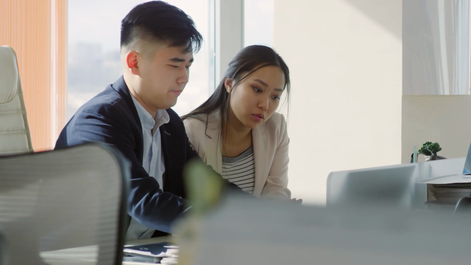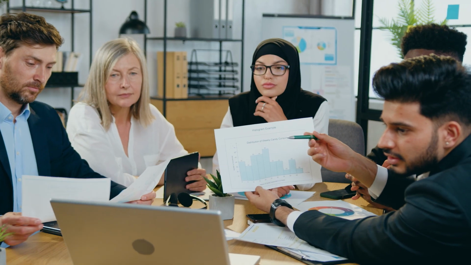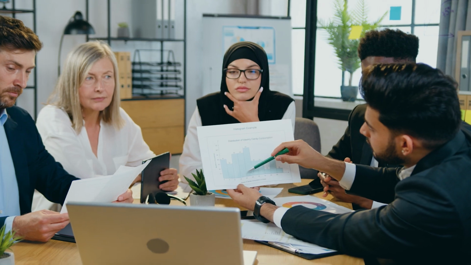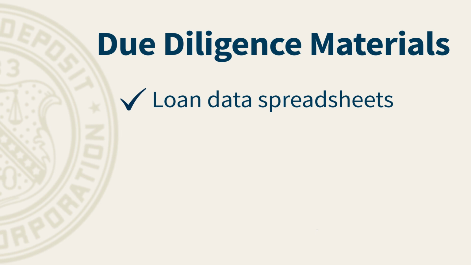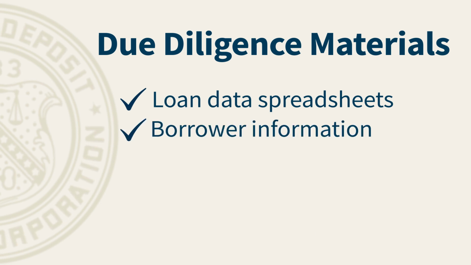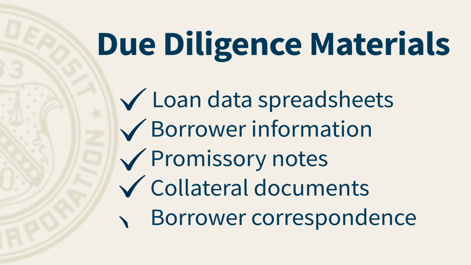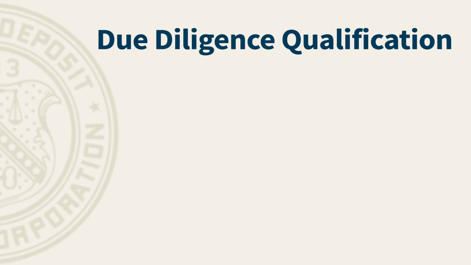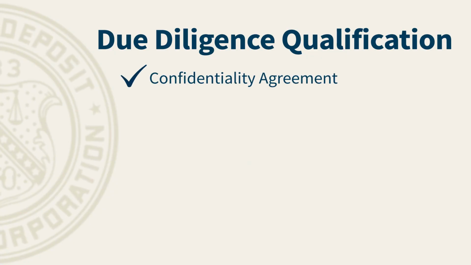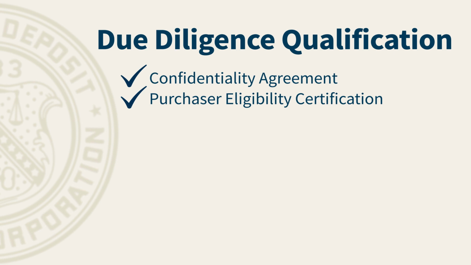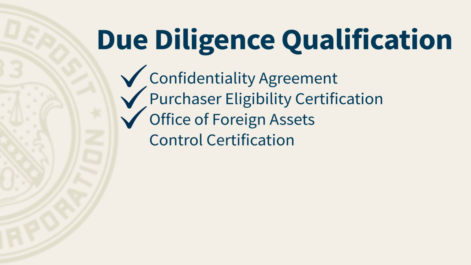Now let's talk about the due diligence process and how to qualify to participate. Due diligence is conducted online through a secure virtual data room hosted by the FDIC's loan sale advisor. Some of the due diligence materials that you might see include loan data spreadsheets, certain borrower information such as financial statements and tax returns, promissory notes, collateral documents, and borrower correspondence. To participate in online due diligence, potential bidders will be required to complete a number of documents, including a confidentiality agreement, a purchaser eligibility certification, and an Office of Foreign Assets Control certification.